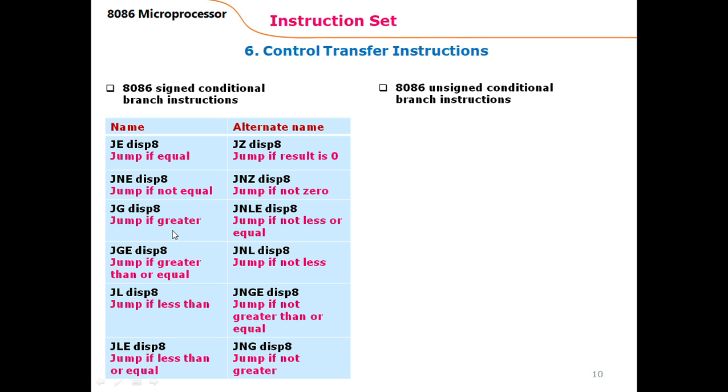Similarly, jump if greater: if the two values are compared and one is greater than the other, then the jump will happen. Jump if greater, and jump if not less than or equal, they're the same, but in different words. So jump if not less or equal, the jump will happen to this displacement provided. Similarly, jump if greater than or equal, jump if not less, and jump if less than, JL, jump if not greater than or equal.